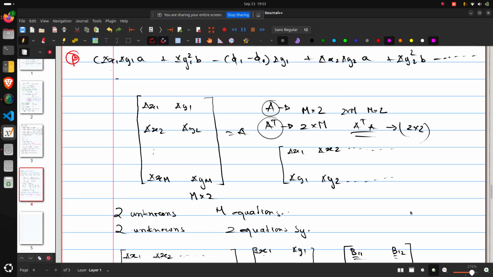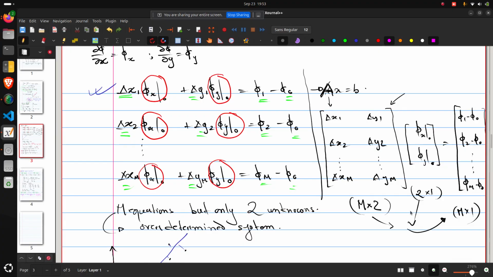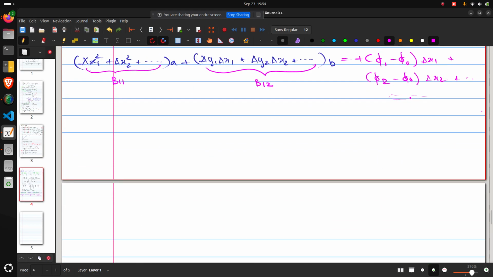In the matrix form of the over determined system, we named this matrix as B. The B matrix was nothing but phi 1 minus phi naught, phi 2 minus phi naught and so on. And what kind of vector is it? This is M cross 1, right. Now if in the left hand side we have a 2 cross 2 matrix and a 2 cross 1 vector, what should the right hand side be?